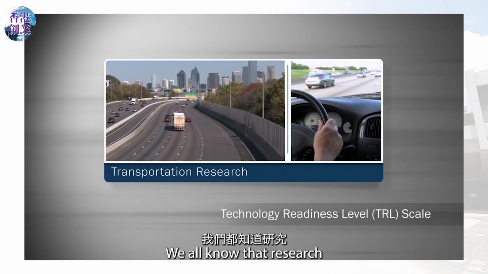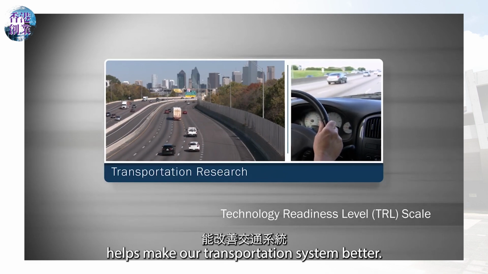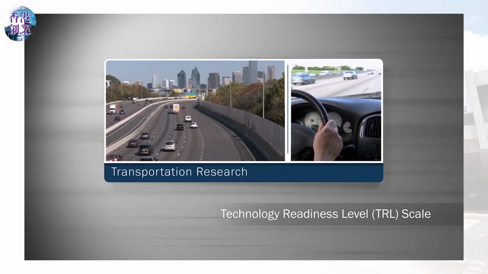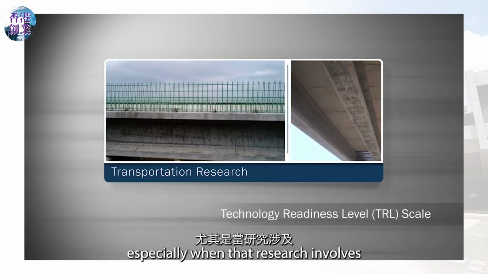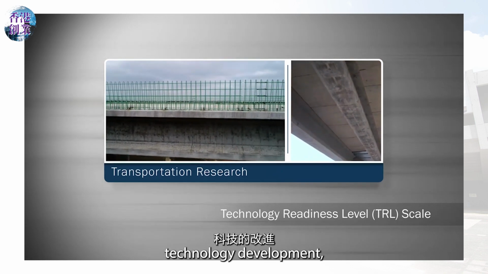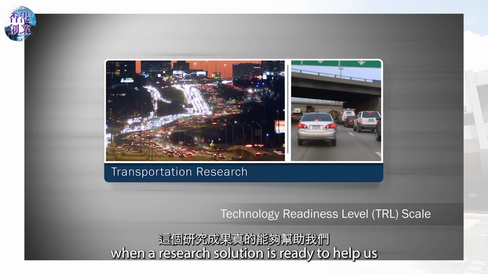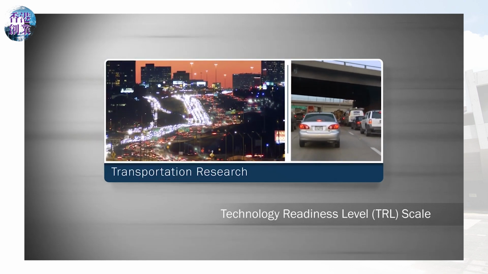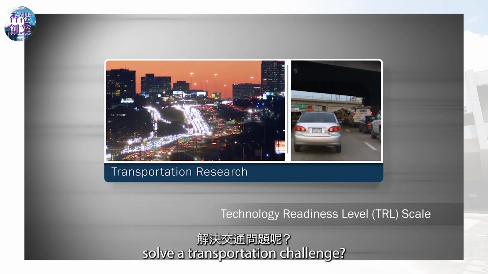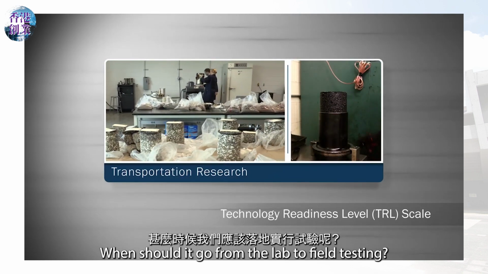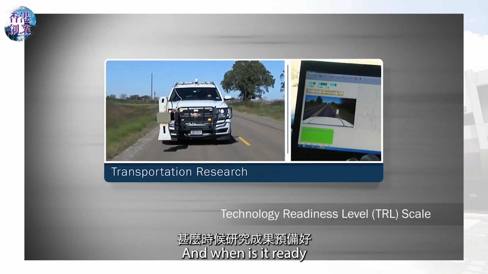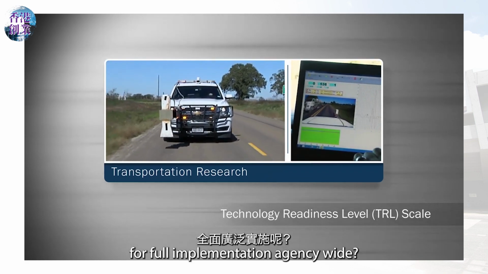We all know that research helps make our transportation system better. But in the early stages of research, especially when that research involves technology development, how do we determine when a research solution is ready to help us solve a transportation challenge? When should it go from the lab to field testing? And when is it ready for full implementation agency-wide?